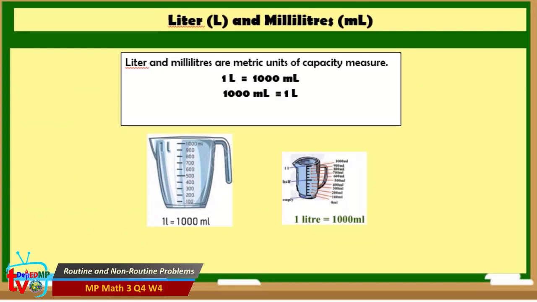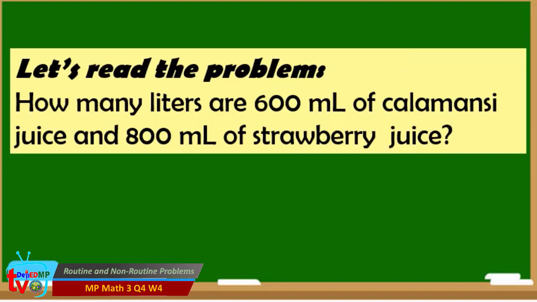So let's now move on to liters and milliliters. Liters and milliliters are metric units of capacity measure. 1 liter is equivalent to 1,000 milliliters. 1,000 milliliters is equal to 1 liter.